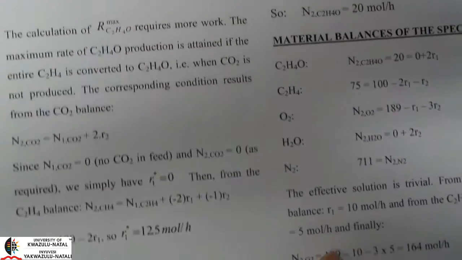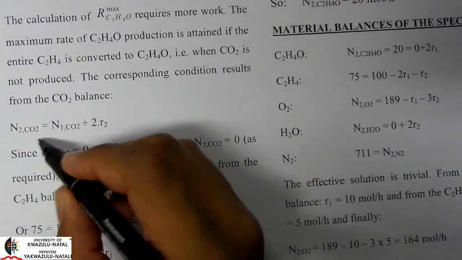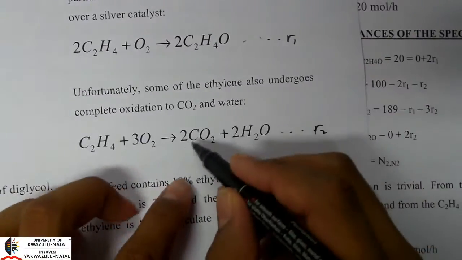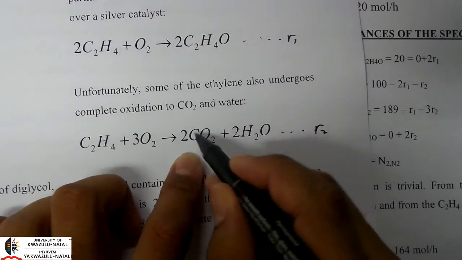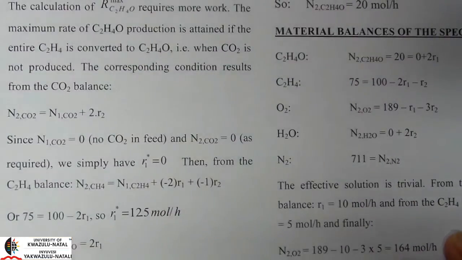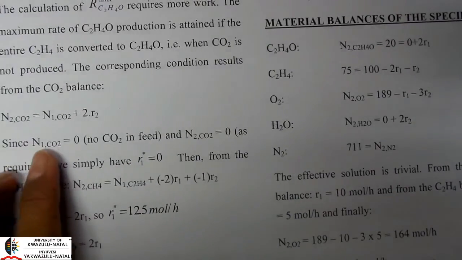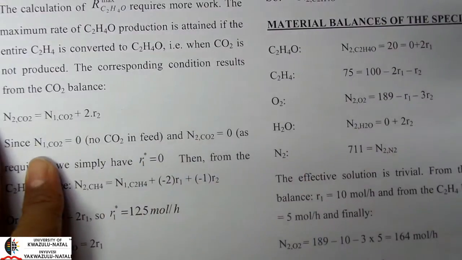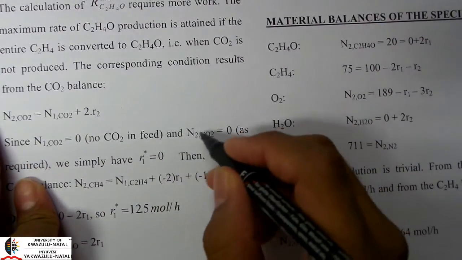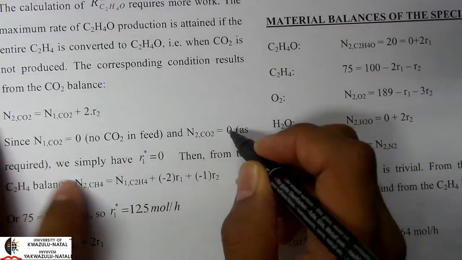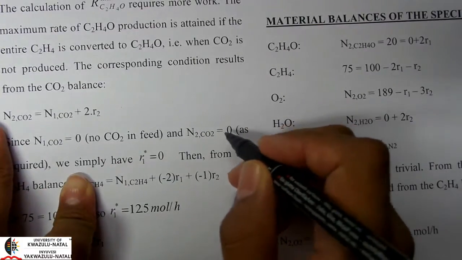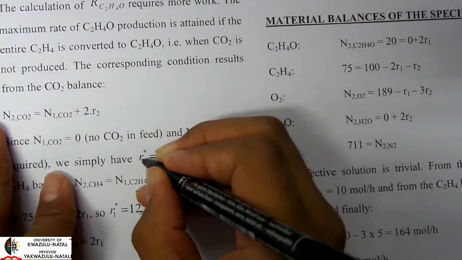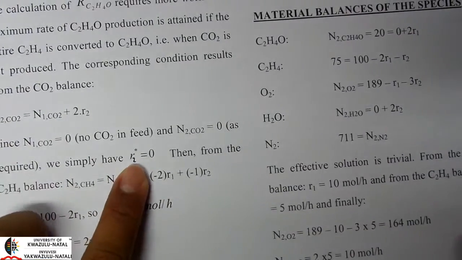So if we write out a balance for CO2, we have the output of CO2 being equal to input plus 2R2, because it is being produced in reaction 2. Of course, there is no input of CO2 in the feed, and if N2 of CO2 is equal to 0, in other words a 0 output of CO2, then it means that our R2 star will actually be 0.